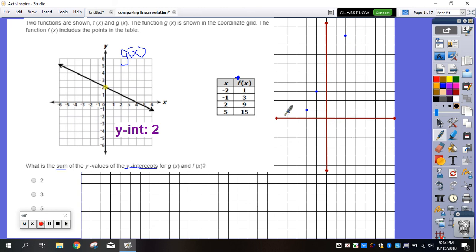Or I could use what I know about rise over run slope. From this point to this point, I rose 2, so up 2 and then to the right 1. So I would just continue that pattern. Up 2 to the right 1, up 2 to the right 1, up 2 to the right 1. Now I can see visually the y-intercept is here, which is 1, 2, 3, 4, 5.